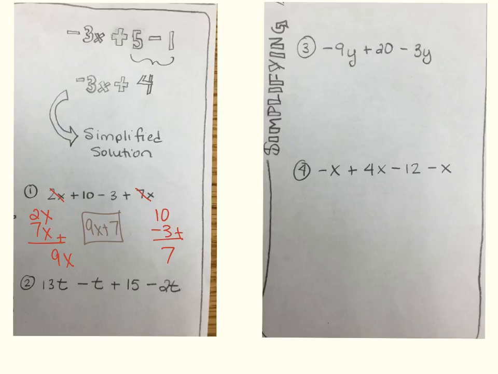Okay? Let's try number 2 together, and then you guys can do 3 and 4 on your own, and then check the answers on my answer guide. So we have 13t, a negative 1t, remember there's a 1 in front of that t, and then negative 2t. Let's add those all together. So in your calculator, you're going to type in 13 plus negative 1 plus negative 2. You end up getting 10t. Since we have nothing to combine the 15 with, it just stays 15. And that's our answer.